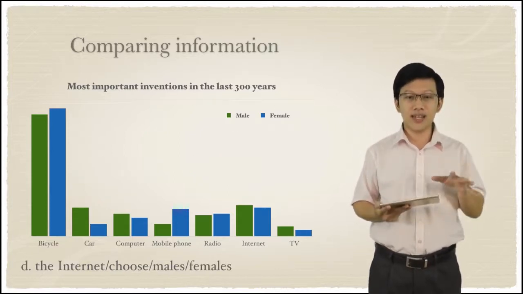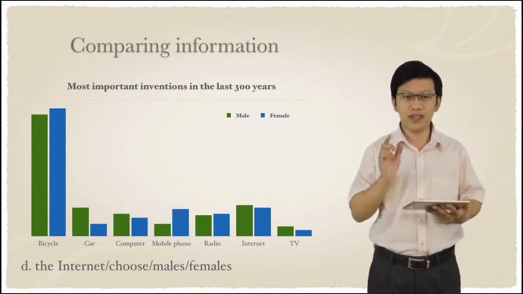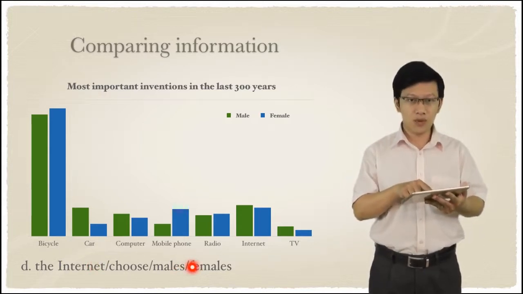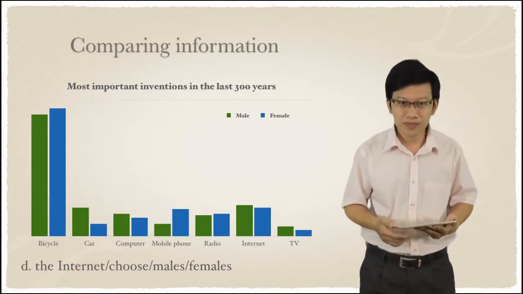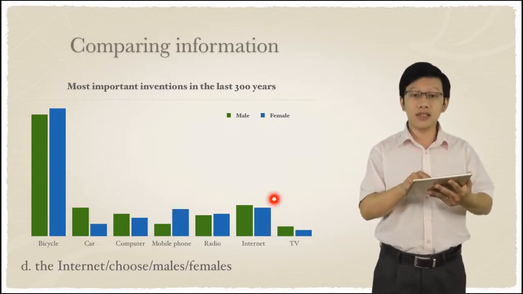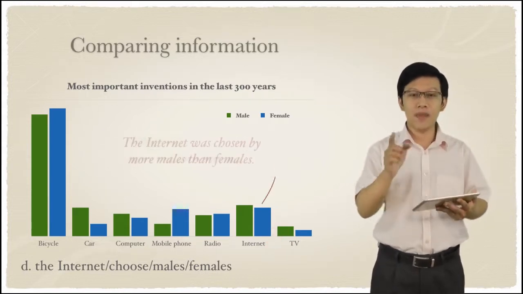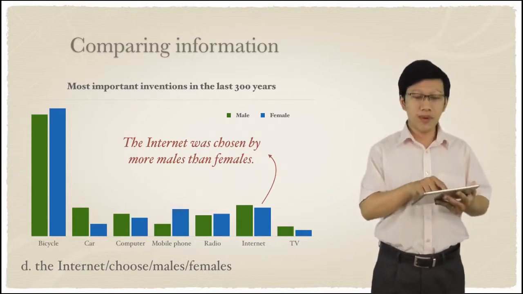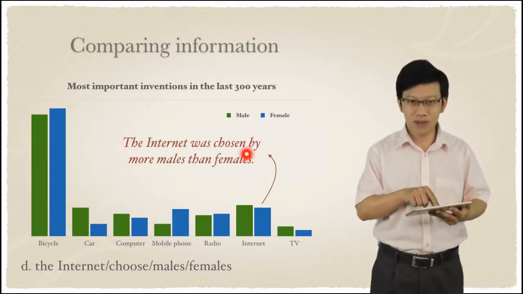Next one, we have the internet, males, females. I want you to start the sentence now with the internet. I don't want you to start with more males than females. I want you to start with the internet. So how are you going to do this? Look at the internet. This is the internet, right? And if we start with the internet, we have to use the passive voice. The internet was chosen by more males than females, and this is important, was chosen by, alright?